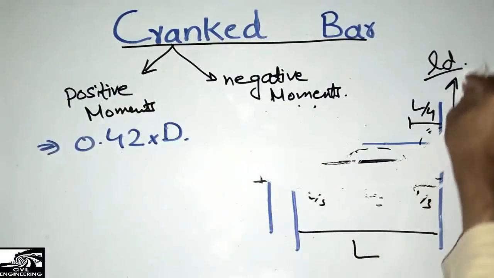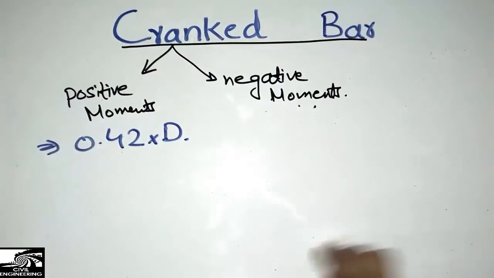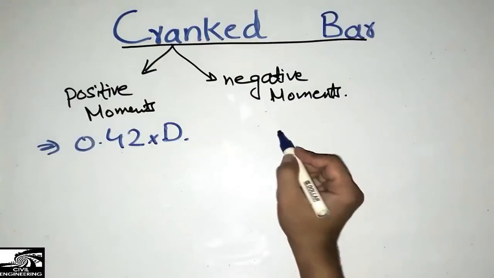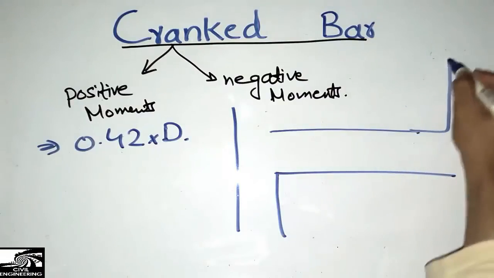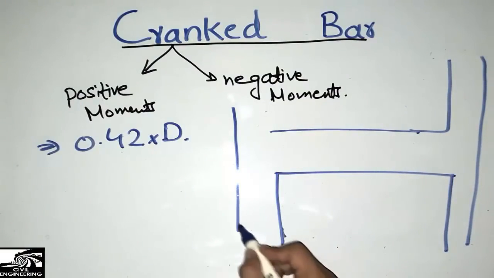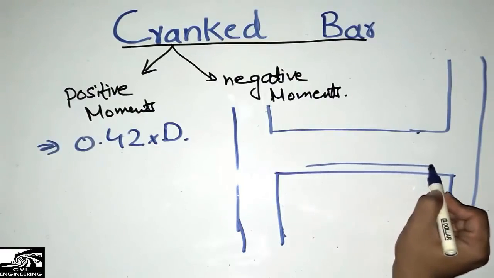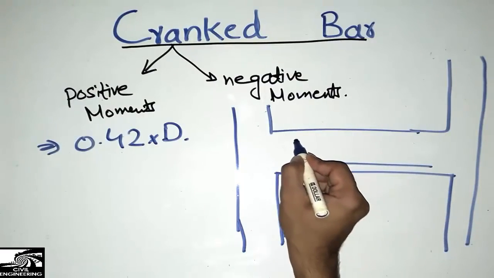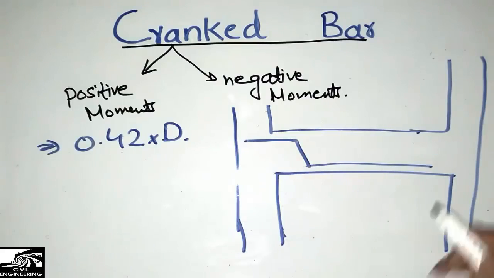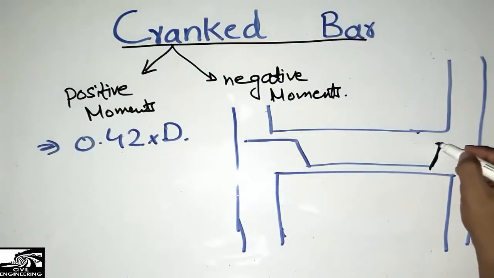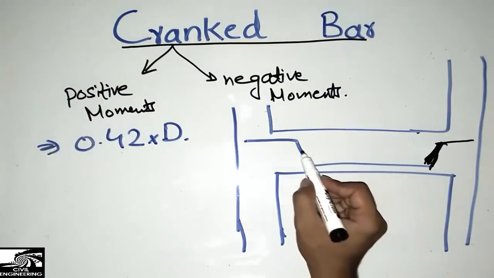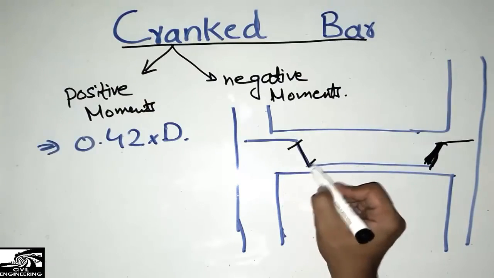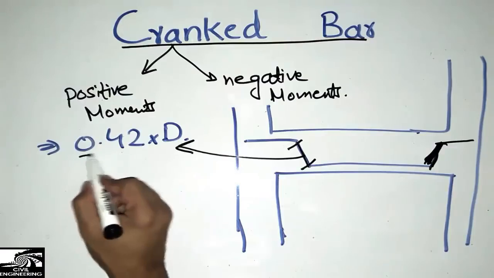So I will again draw the diagram of the crank bar. Here we have positive reinforcement to resist, and it is cranked here, the negative coming here. Similarly, in this way, it is bent here and this way. So how to find this length of the crank bar? This is the length of the crank bar. How to find this length? 0.42 into D.